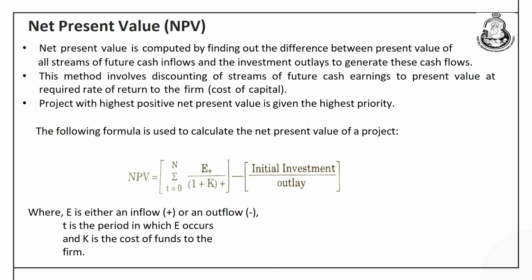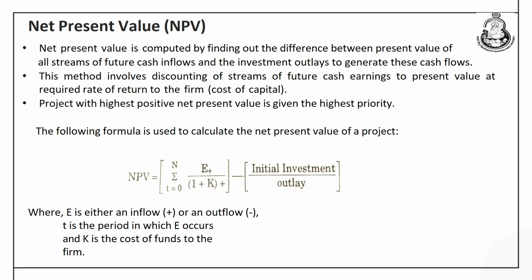What is net present value method? It is also known as the value of the project. It is also known as the wealth generated for the shareholders. It is computed by finding out the difference between the present value of all streams of future cash inflows and the investment outlays to generate these cash flows.